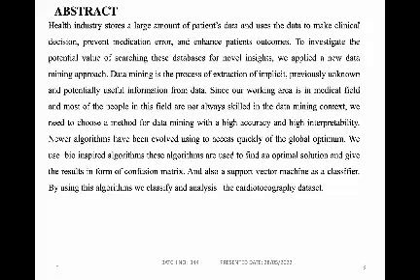To investigate the potential value of searching these databases for novel insights, we applied a new data mining approach. Data mining is the process of extraction of previously unknown and potentially useful information from data. Since our working area is in the medical field and most of the people in this field are not always skilled in the data mining context, we need to choose a method for data mining with high accuracy and high interpretability. Nature-inspired algorithms have evolved quickly toward the global optimum. Next are the objectives, aim and scope of the project.